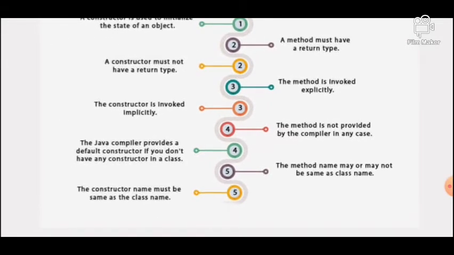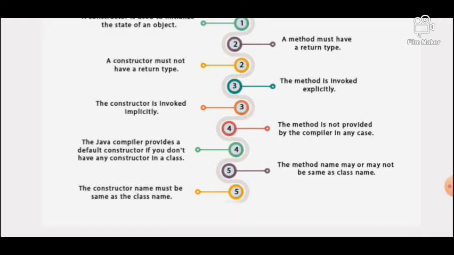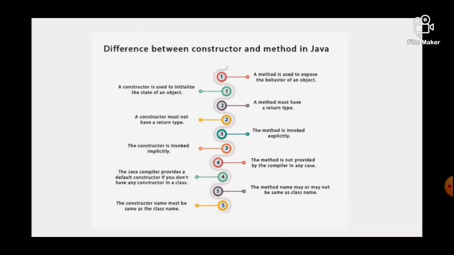Number 4, a method is not provided by the compiler in any case, whereas for a constructor, the Java compiler provides a default constructor if we didn't create one inside the class. Number 5, the method name may or may not be the same as the class name, but the constructor must have the same name as the class, which is actually the definition of a constructor.